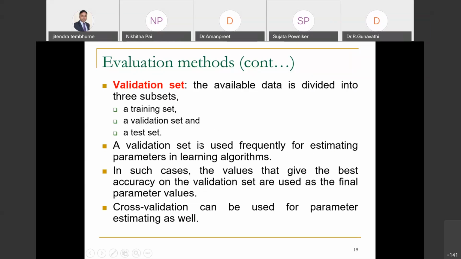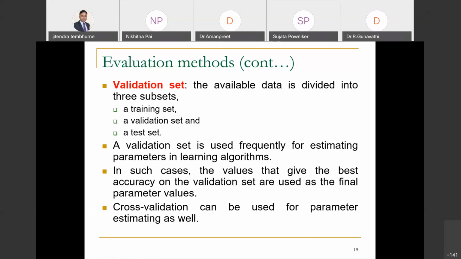The validation set is used frequently for estimating parameters in learning. If you want to estimate the parameters at the time of learning, we have to use a validation set. It helps you get the best model. In such cases, the best accuracy on the validation set is used for the final parameter values. That is the importance of the validation set. And lastly, cross validation is used for parameter estimation as well. You can use cross validation, which we have seen in the previous slide, to get good parameter estimates.